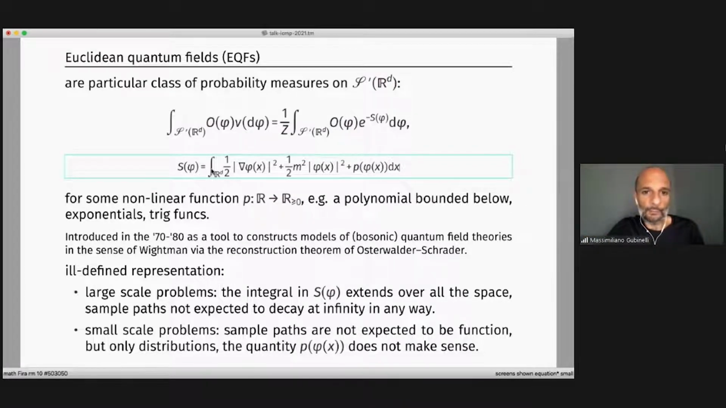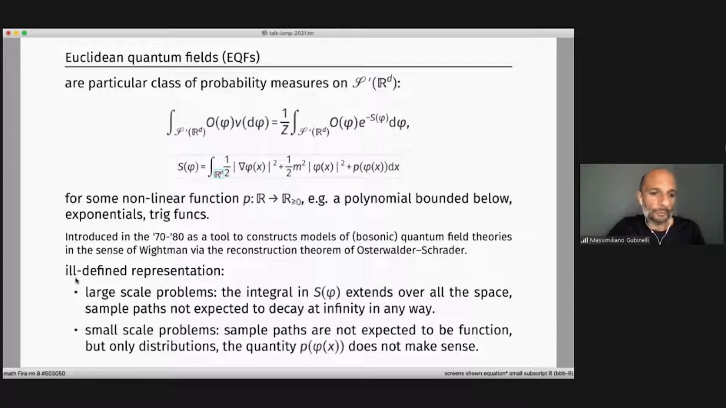And so the action, it's like a Gibbs measure with this kind of action on path space. And the paths are actually distributions. So you start to understand that there are many problems with this expression. First of all, it's an integral in the full space, so it will not converge. It's an integral of polynomials of a distribution, so it does not exist. And I resume here the problems, okay?